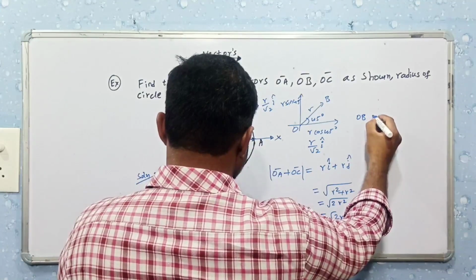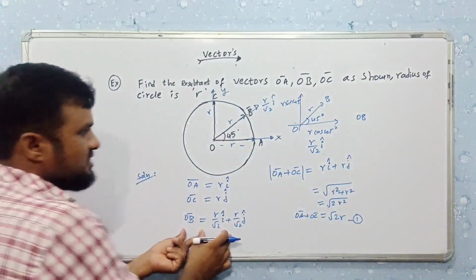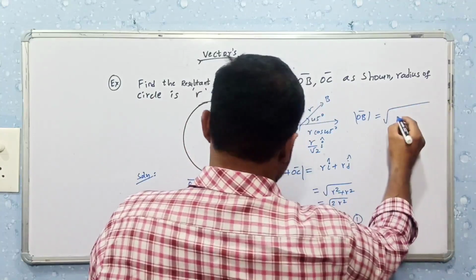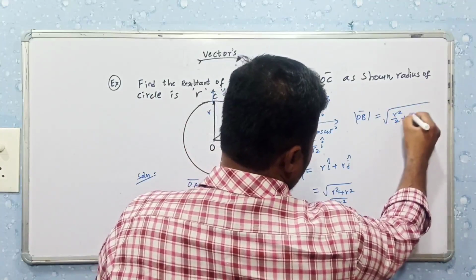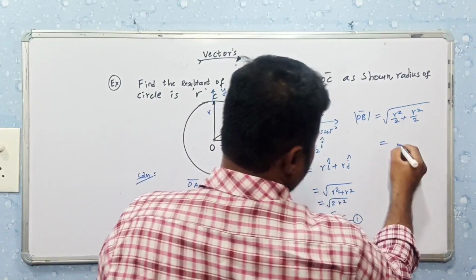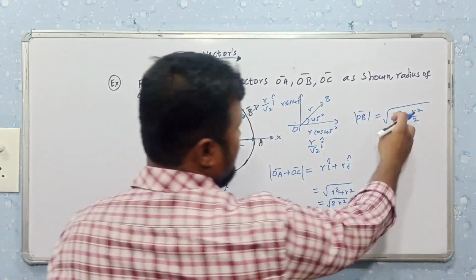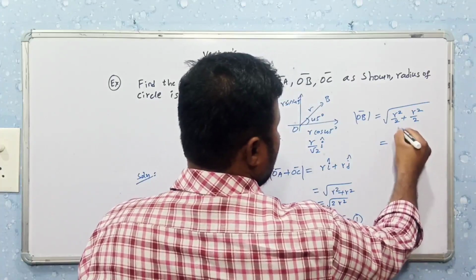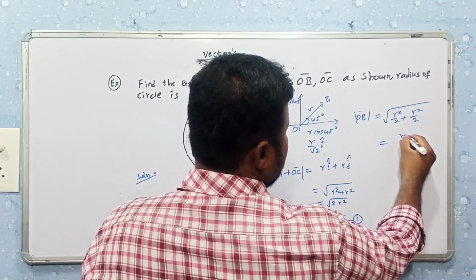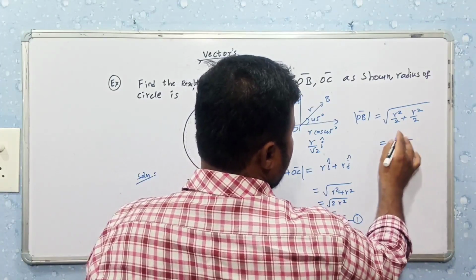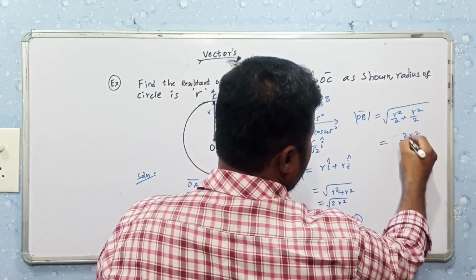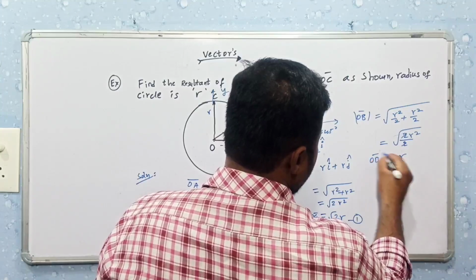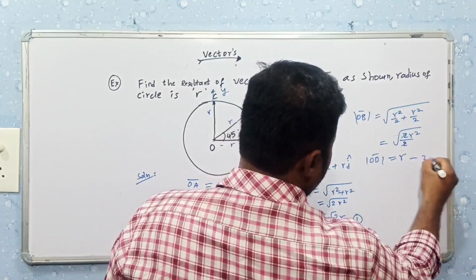For OB bar, I will directly find the magnitude. OB bar is equal to root over R square by 2 plus R square by 2. What will we get? 1 by 2 plus 1 by 2. If I take LCM, 2 R square will come. 2 R square, 2 gets cancelled. Square root cancels, so R will come. This is OB bar. Equation number 2.